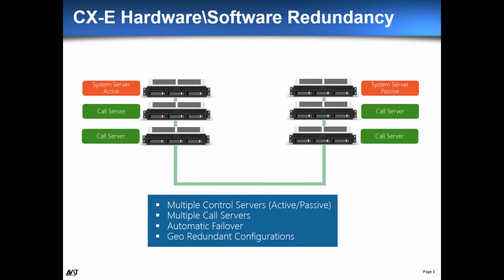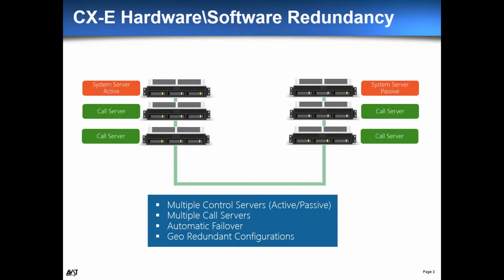In order to understand how CXC works within the VMware environment, it's first necessary to understand the functioning of the server components in a standalone system. If you look at this diagram, you can see CXC can be deployed with a high amount of redundancy based on its own internal features. In this particular diagram, there are two system servers, or control servers, running in active-passive mode, and multiple call servers, the actual application servers that connect to the phone system.